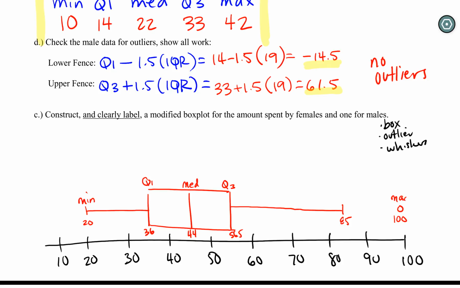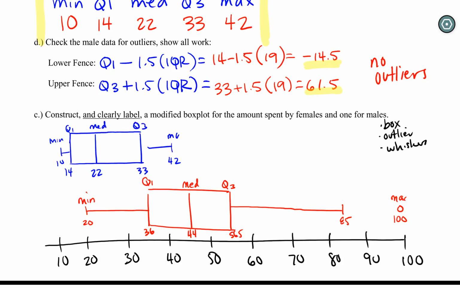And then we're going to go ahead and graph the men. So start with the box. We need to go from 14, 22, to 33. There were no outliers to deal with, so we go straight to the whiskers, and there's nothing funky going on. 10 all the way to 42. Our min, our Q1, our median, our Q3, and our max.